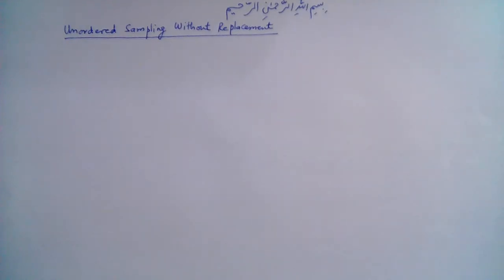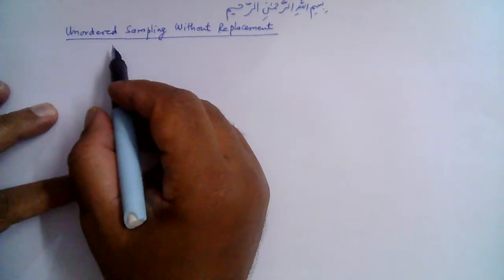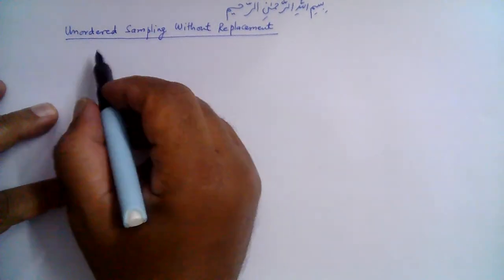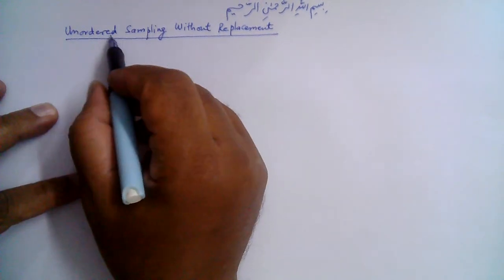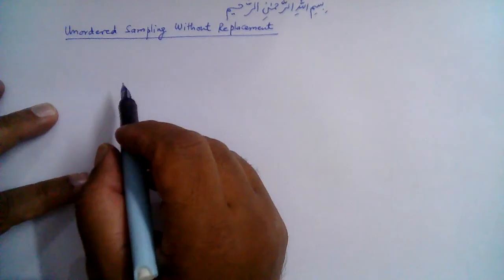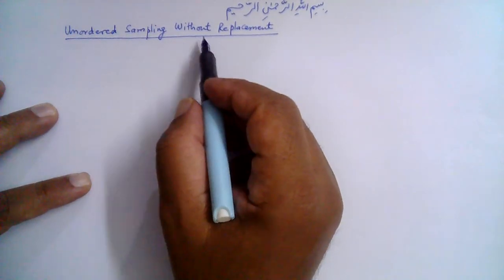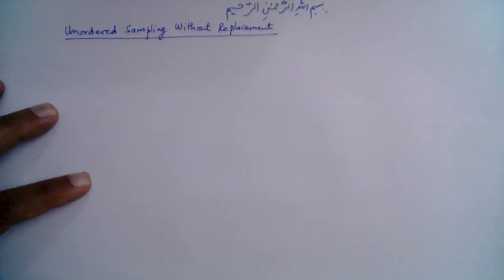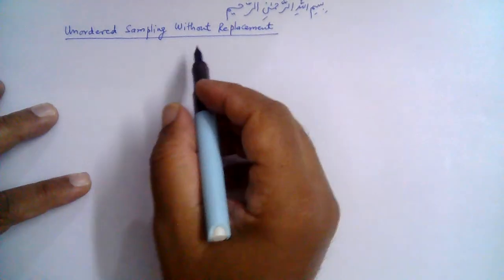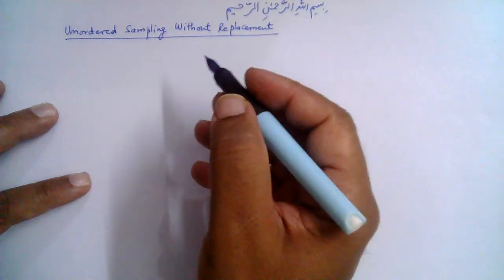Bismillahir Rahim. So let us consider unordered sampling without replacement. In unordered sampling, the order is not important, and this is without replacement. It means that if we choose an object, we cannot choose it again. If we pick an object, we cannot pick it again. So this is the same as a combination of n things taken r at a time.